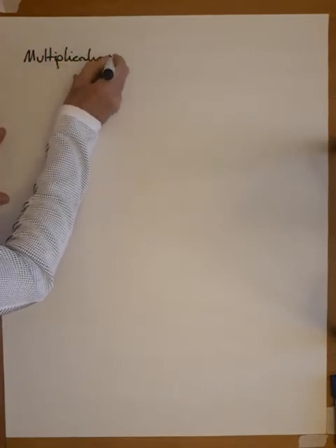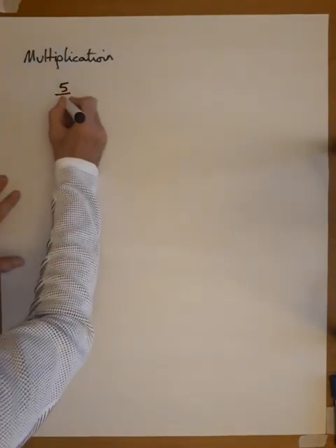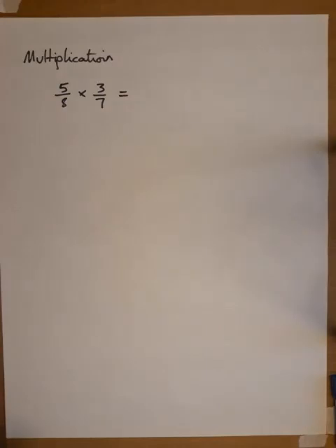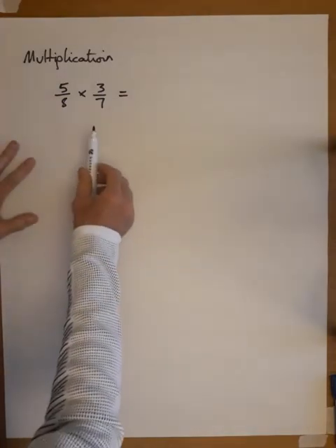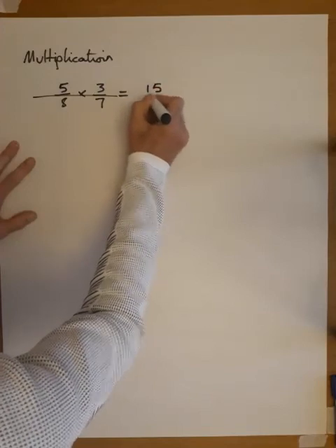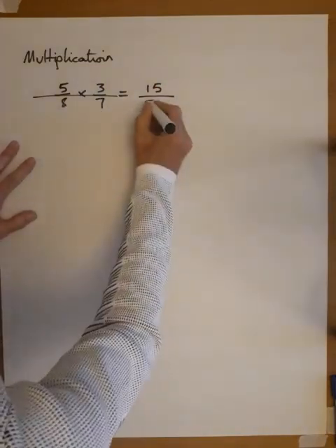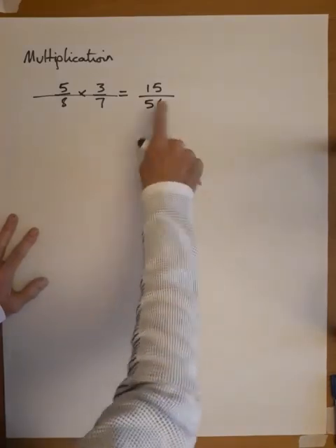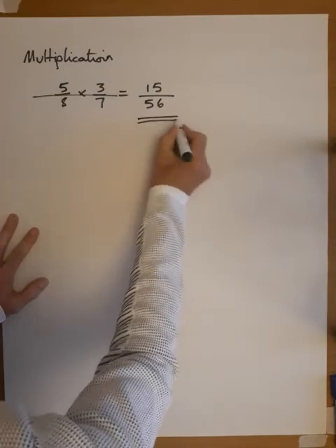multiplication. So multiplication. Let's take 5/8 times 3/7. So here, this is much simpler than the addition and the subtraction. If we literally take the top line, 5 times 3 is 15. 8 times 7 is 56. And that's it. We could make this simpler if there was one number that would divide into both the top and the bottom, but there isn't. So that is the answer.